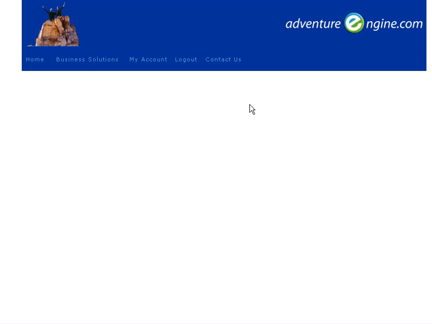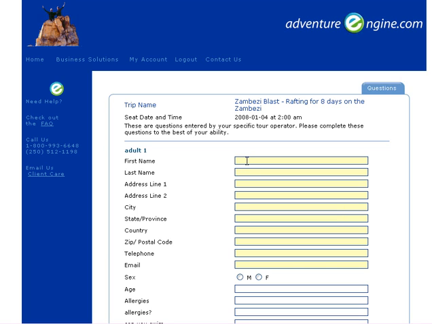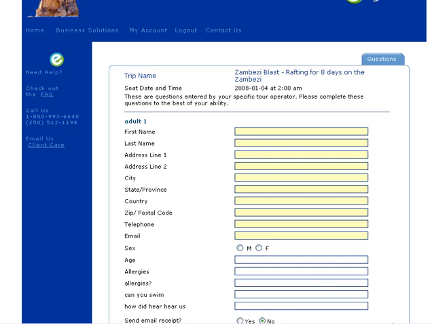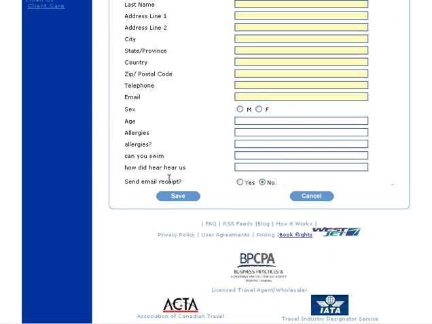When we hit save, the next thing that comes up is the information that you as a tour operator need for each sale that is done. This can include all the contact information for the client, as well as information like customized questions. Maybe this is a canoeing trip or a rafting trip, and you need to know if this person can swim or not. You customize what these questions are per trip, and the agent or the staff person will have to fill them out in order to complete the sale. They also have the ability to then send an email receipt.